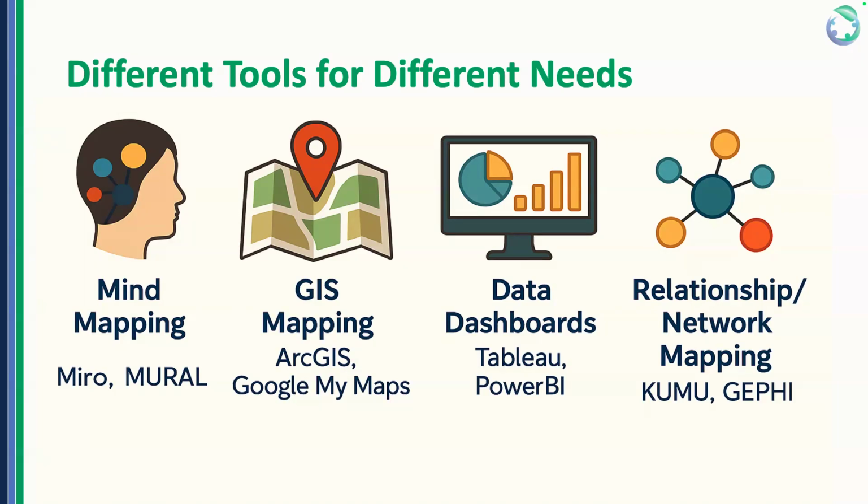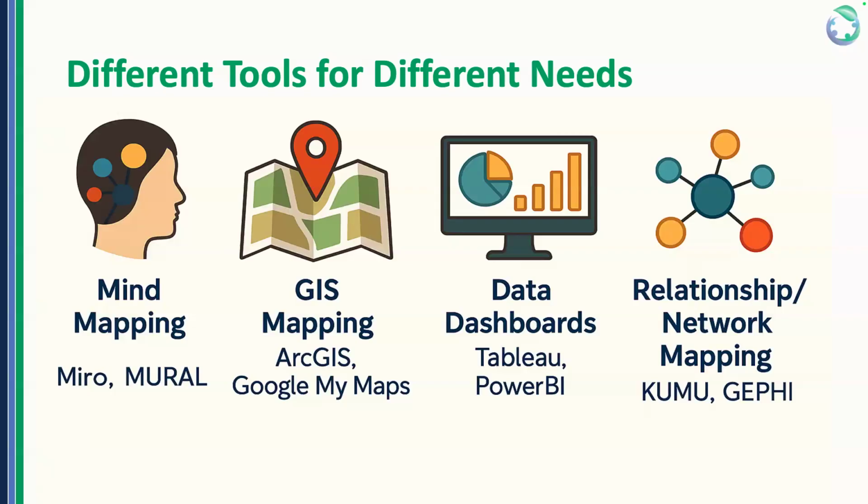GIS mapping can also be used for asset and network mapping. ArcGIS exists, QGIS exists, a bunch of other GIS tools that I've never used exist. Google My Maps is also an option. These tools are essentially all about geography. They're powerful if your biggest question is where things are, such as where the clinics are located or which zip codes lack services. But sometimes they're not as great at showing how organizations connect or collaborate.